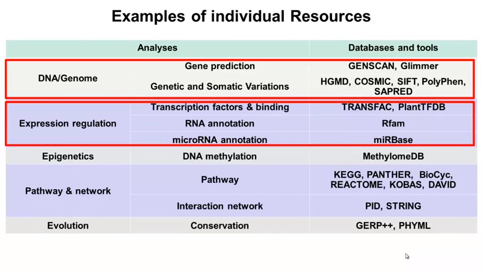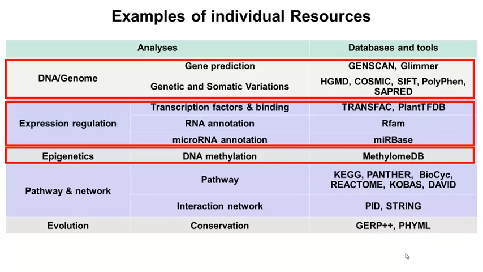If you're interested in studying expression regulation, you can find data on transcription factors and transcription factor binding sites in TransFac and Plant TFDB, non-coding RNA families in RFAM, and microRNA annotations in miRBase. For epigenetic research, you can find data on DNA methylation from the MethylomeDB.